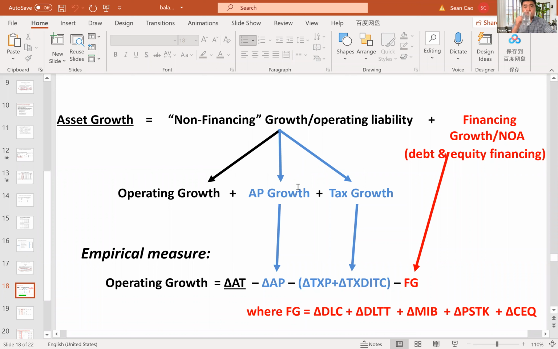Can you guys see the screen well? Can you see the screen? Okay. So let's look at this. Let me make it smaller.